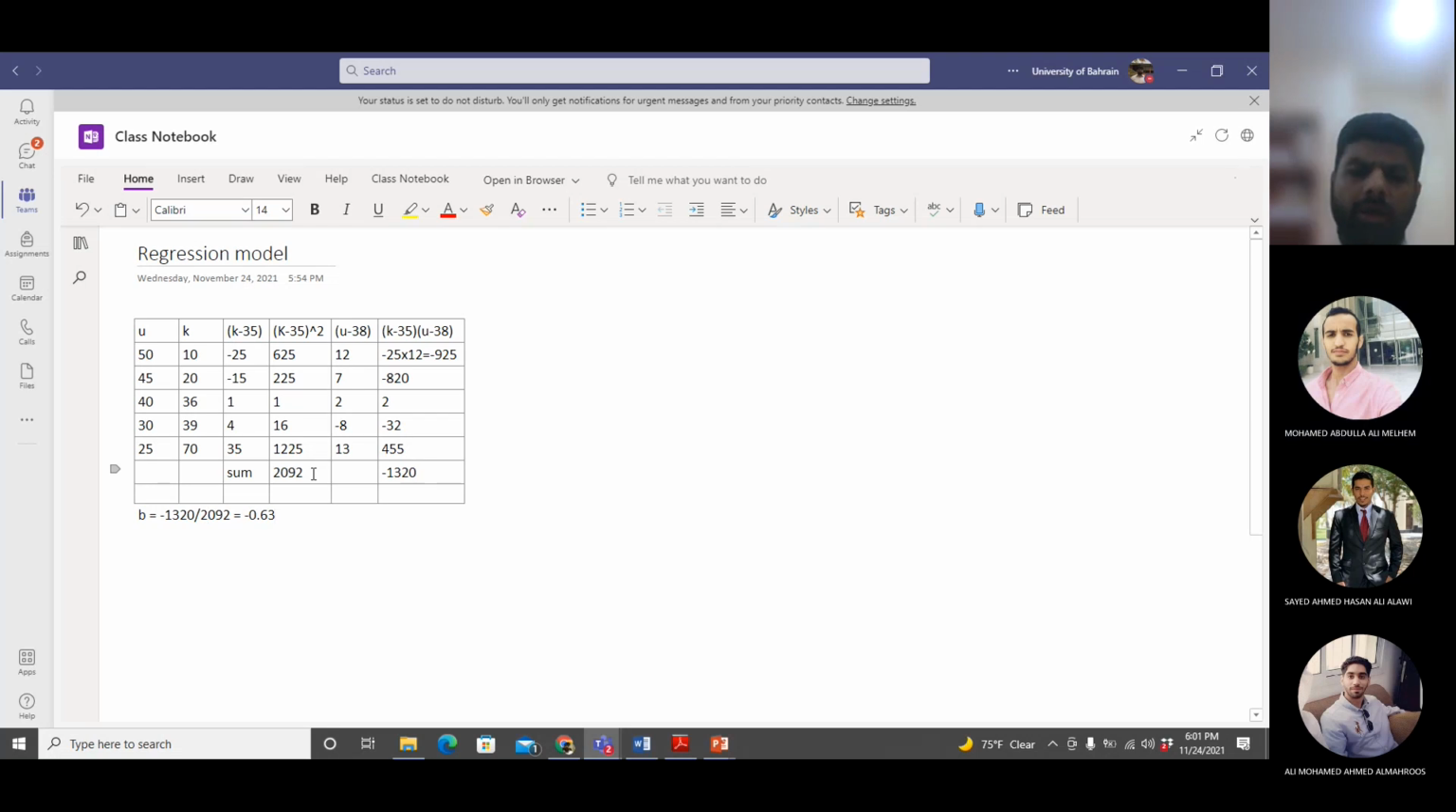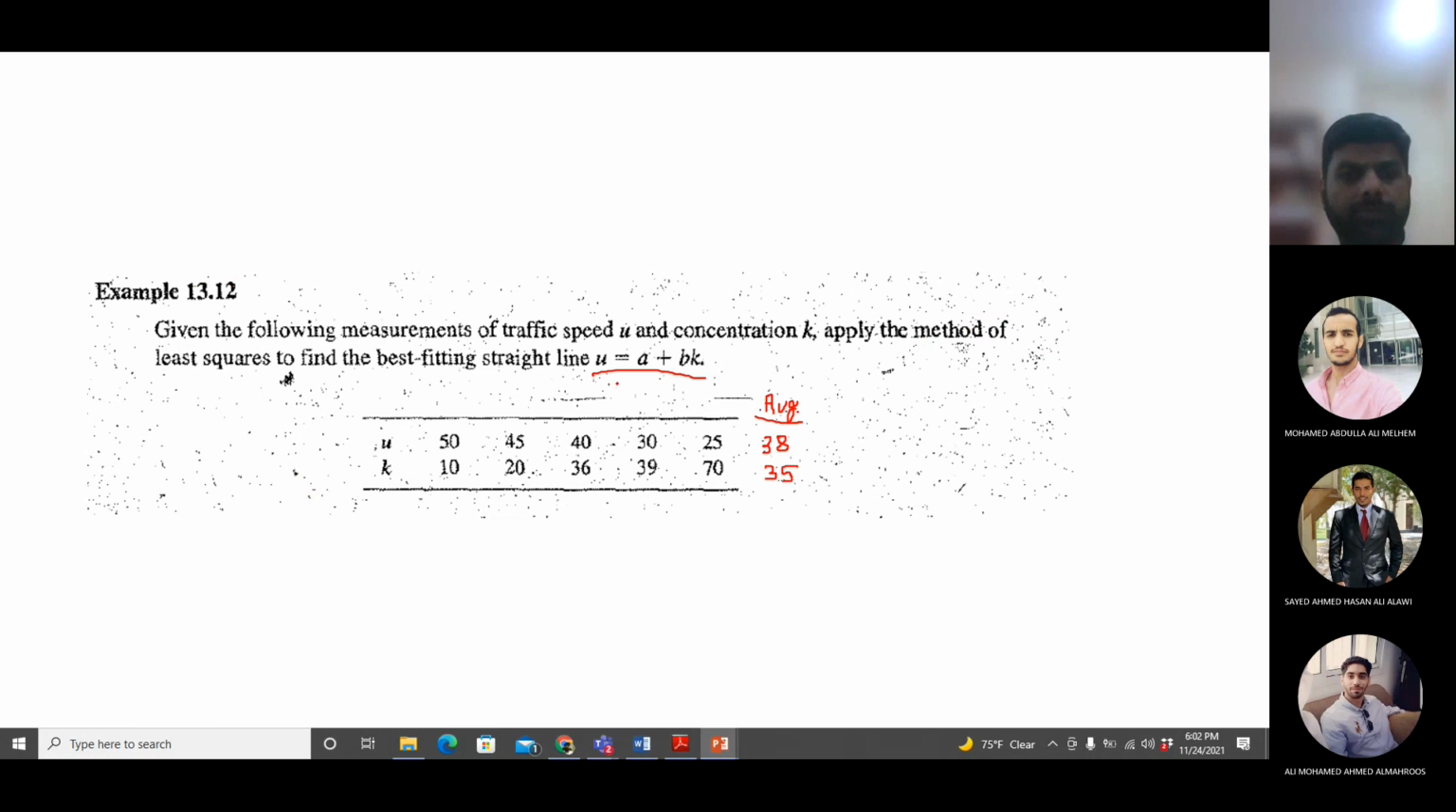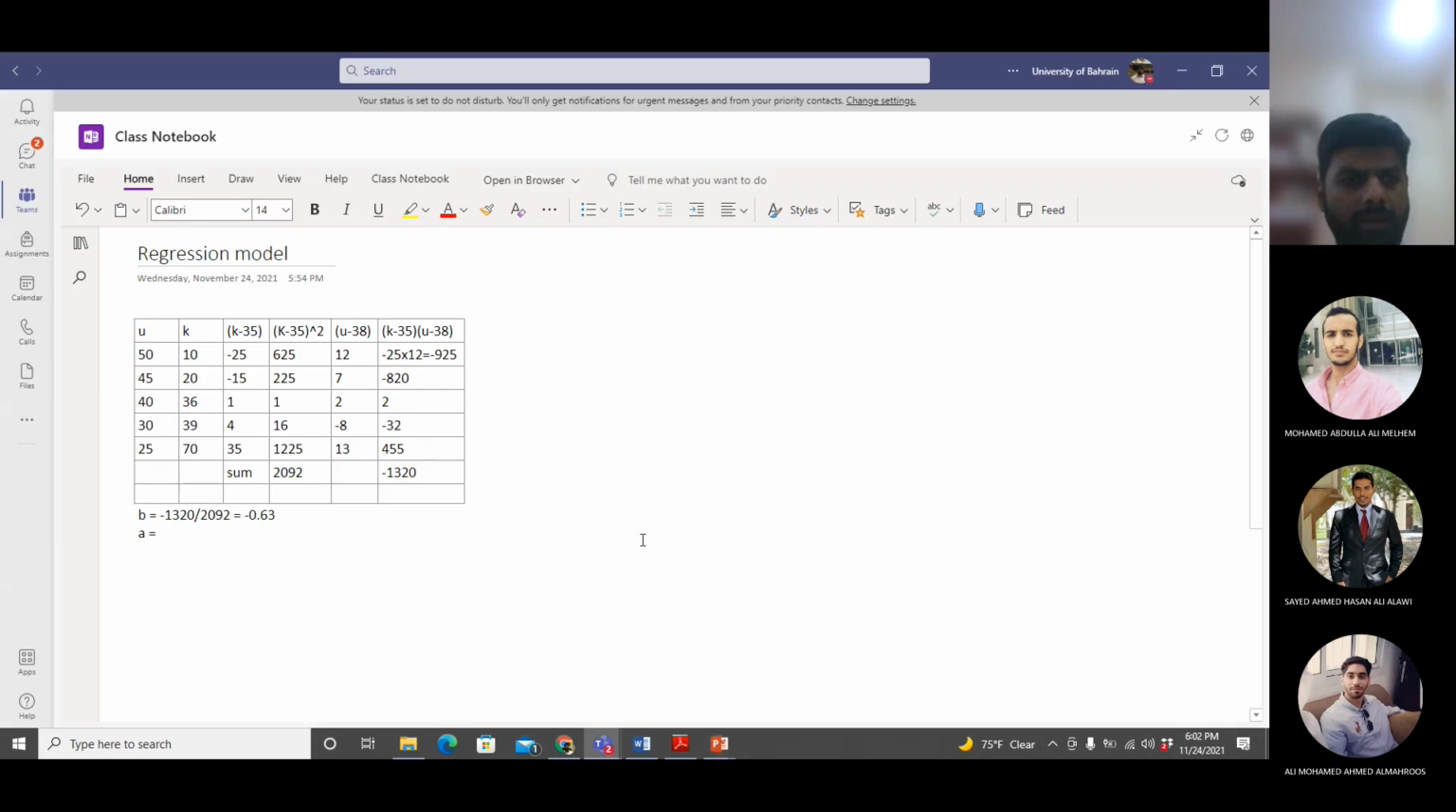Okay. Now for A equals. It was Y bar minus B X bar. Y bar is the average of the output, and X bar is the average of the input. Output is U, input is K. So Y bar is 38 minus B. Now I know the value of B.